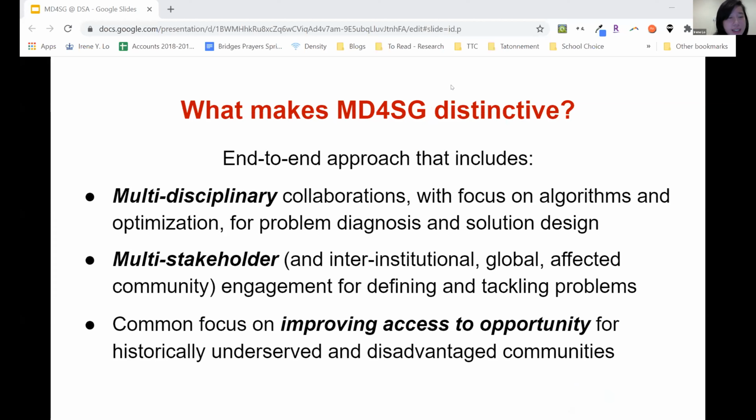And so in order to do this, we think it's really important to bring together multidisciplinary collaborators, including people from algorithms and optimization. So basically all of you at Data Science Africa, as well as people from other disciplines to diagnose the problems and to co-design solutions. And then also multi-stakeholders, so different institutions, different countries across the world, as well as the affected communities themselves, so that we can really define the problems well and make sure that we're tackling the right problems.